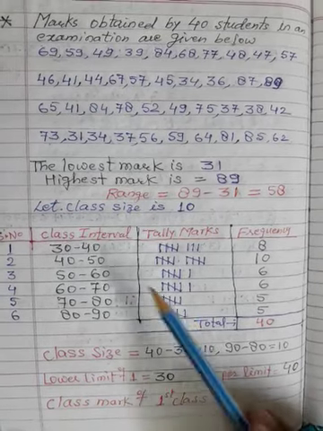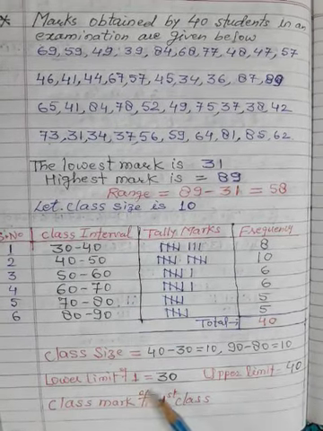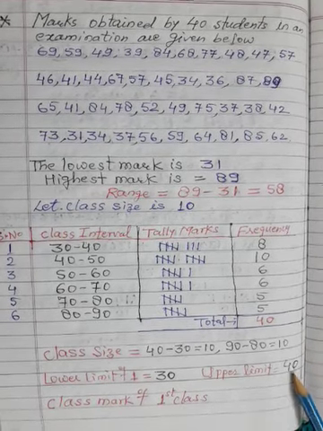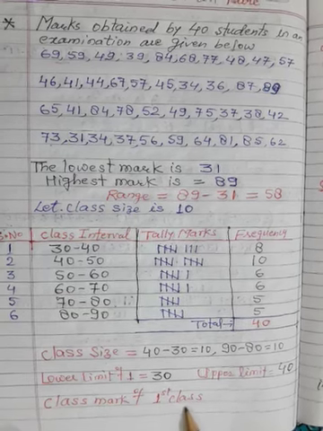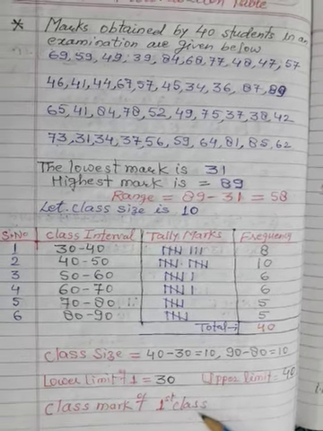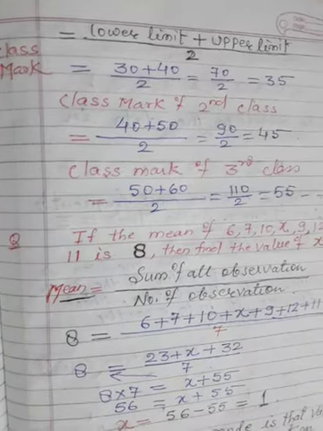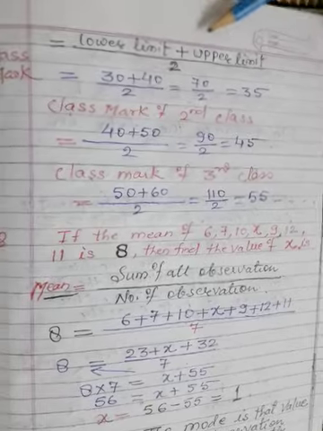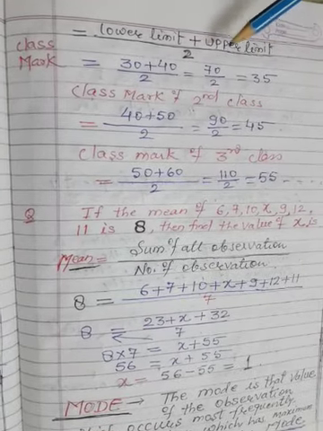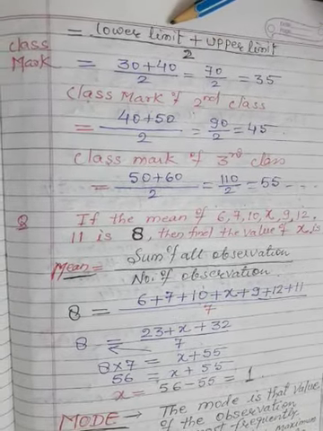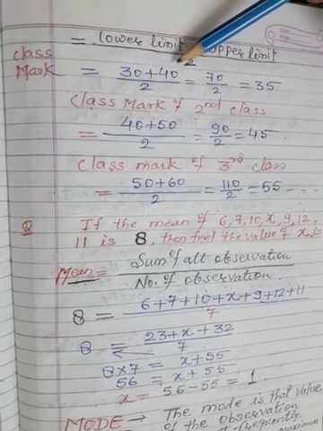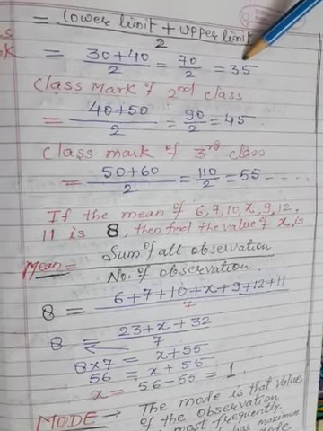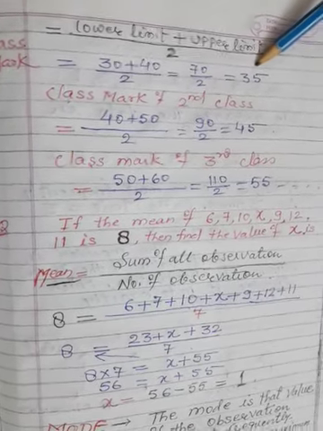Now the lower limit of the first class is 30 and the upper limit of the first class is 40. Now, the class mark of the first class. How will we calculate the class mark? To calculate the class mark, the lower limit is added to the upper limit and divided by 2. The lower limit of the first is 30, the upper limit is 40. 30 plus 40, 70, upon 2 is 35. That is known as the class mark of the first class.